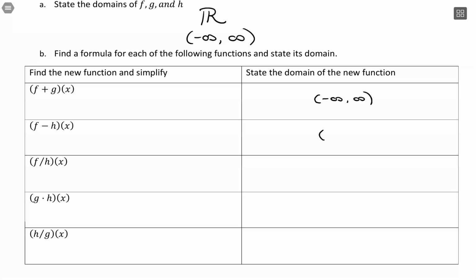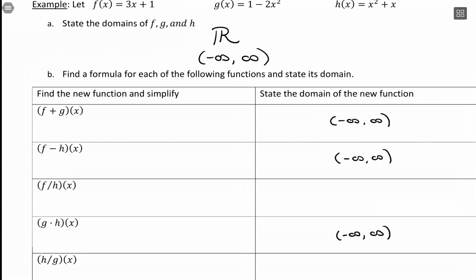So addition, subtraction, multiplication, those are going to be all real numbers. But when I have division, I need to be careful of that denominator. Combining the functions, let's practice that. So find the new function and simplify.